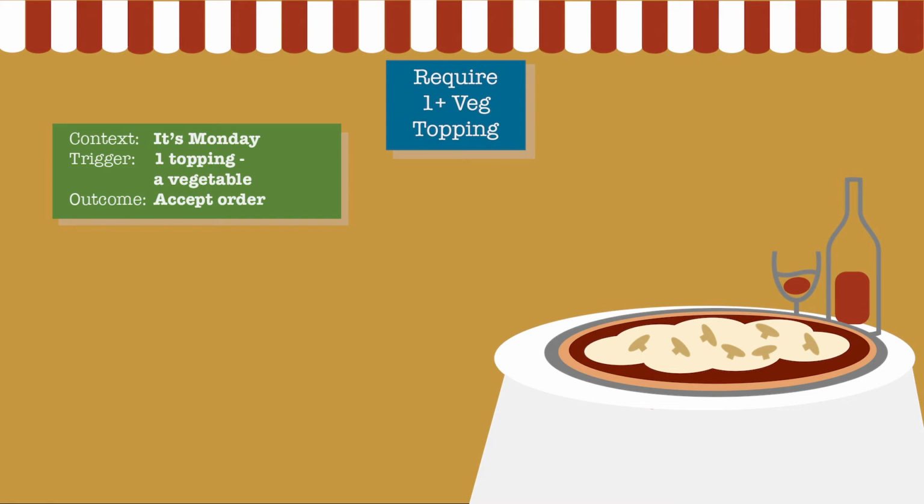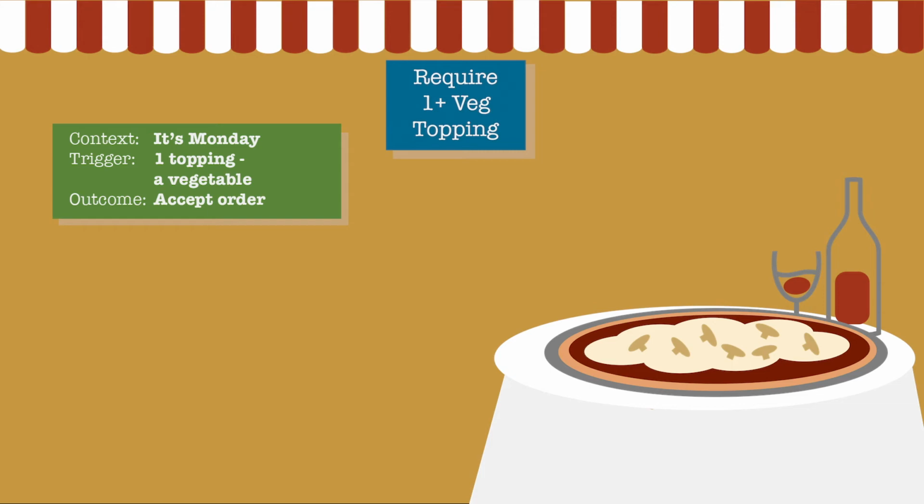The trigger is the action that invokes the rule. The trigger here is, order pizza with just 1 topping, and that topping is a vegetable. The outcome is what you expect to happen after the trigger happens. The outcome here is, accept the order.